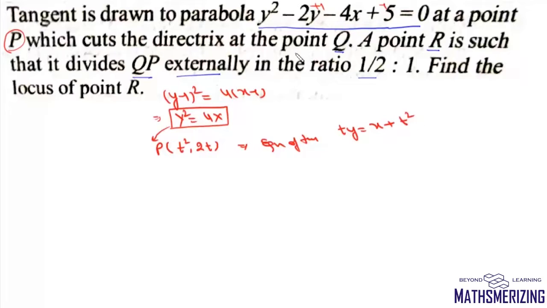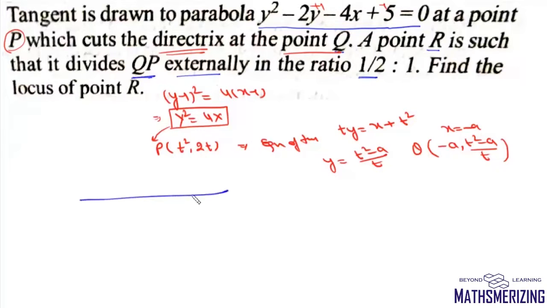Now we need to find this point Q which lies on the directrix. So we know that at the directrix, x is equal to minus a. So we'll put x as minus a. We'll get y as t square minus a upon t. So this point Q is minus a, t square minus a upon t. So we'll need to find the locus of this point R, which divides QP externally in the ratio 1:2.